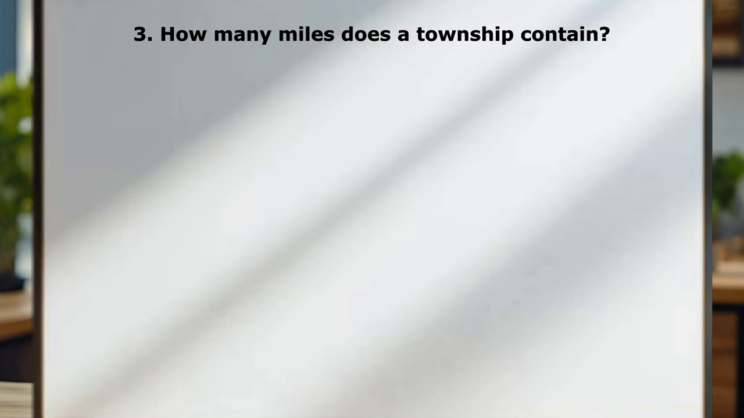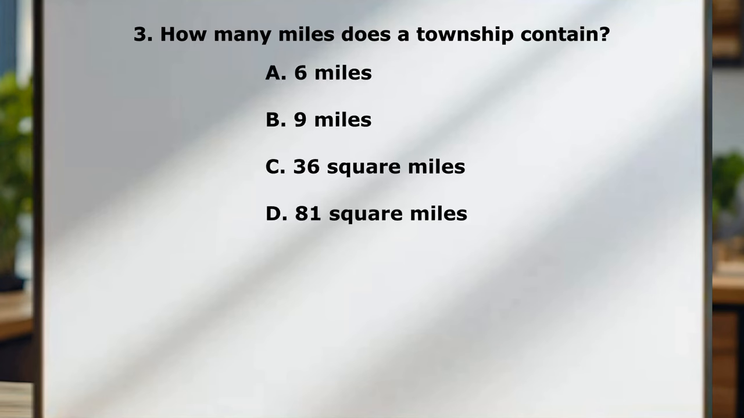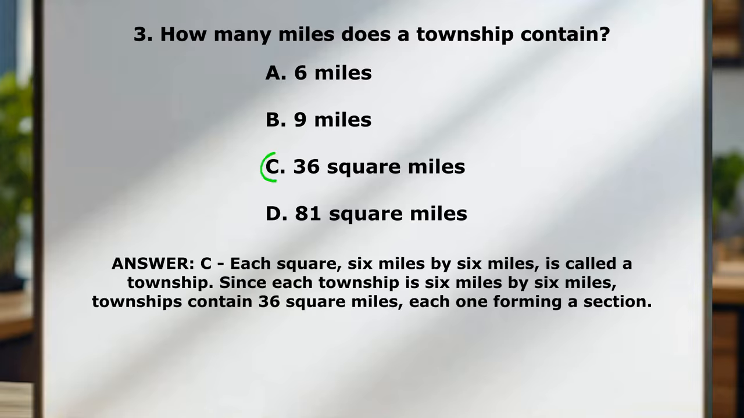How many miles does a township contain? A, 6 miles. B, 9 miles. C, 36 square miles. D, 81 square miles. The answer is C. Each square, 6 miles by 6 miles, is called a township. Since each township is 6 miles by 6 miles, townships contain 36 square miles, each one forming a section. I hated these questions, and that's why I included this. So this one's just one you got to memorize.